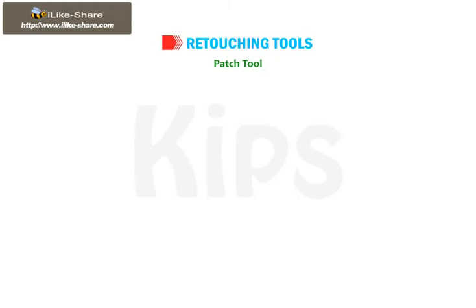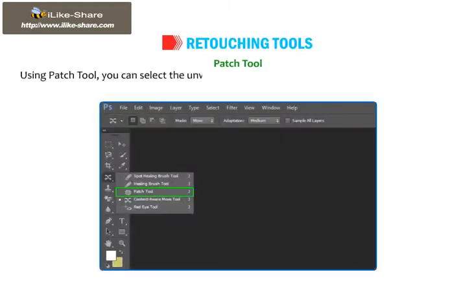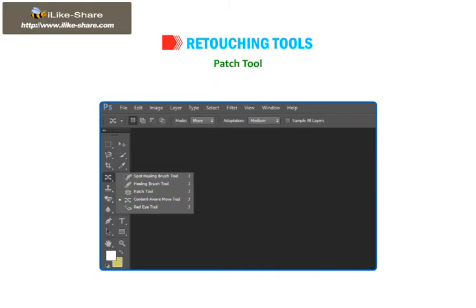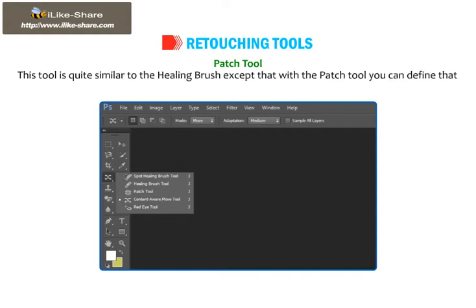Patch tool. Using the Patch tool, you can select the unwanted elements from an image and replace them with the matching content from the surroundings. This tool is quite similar to the Healing Brush, except that with the Patch tool you can define the selection where you want to apply the effects.